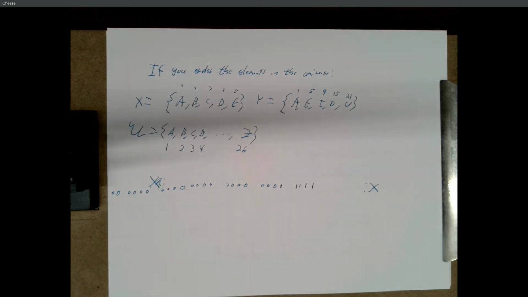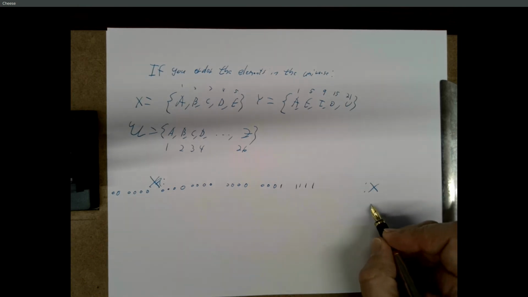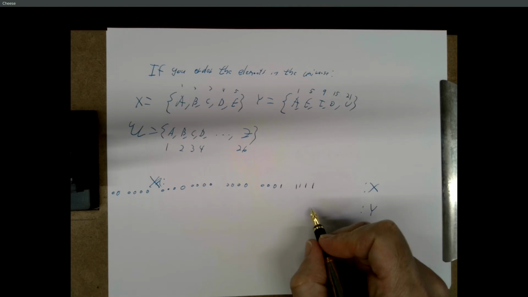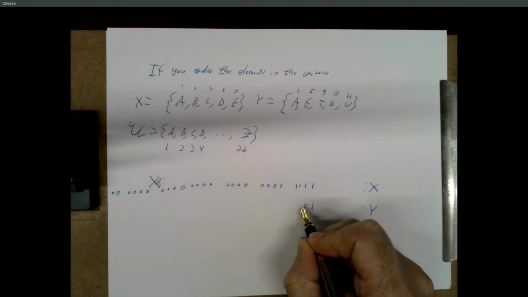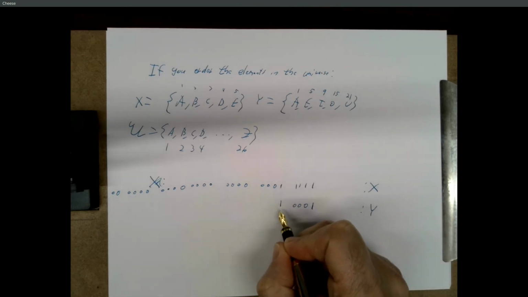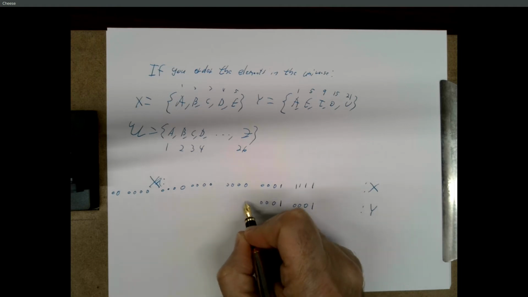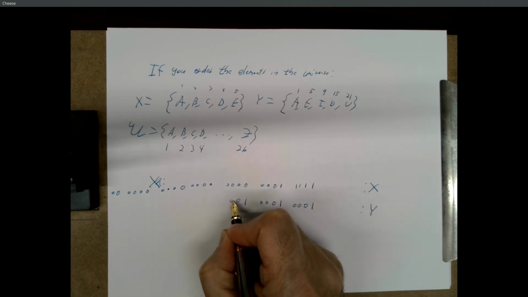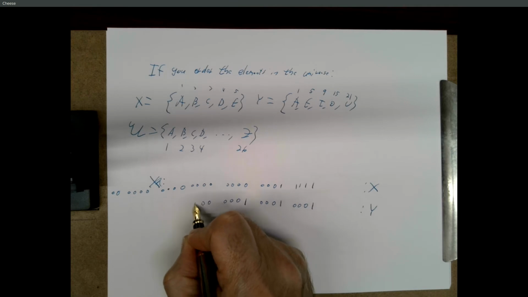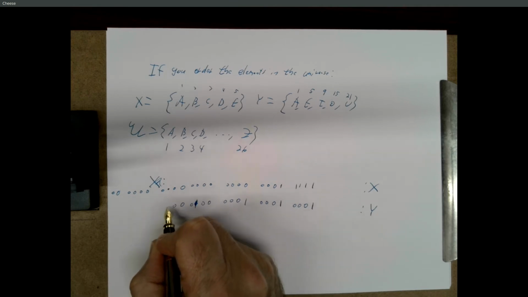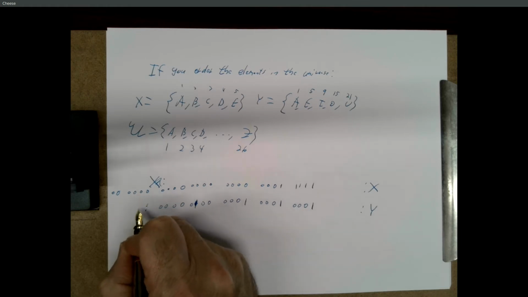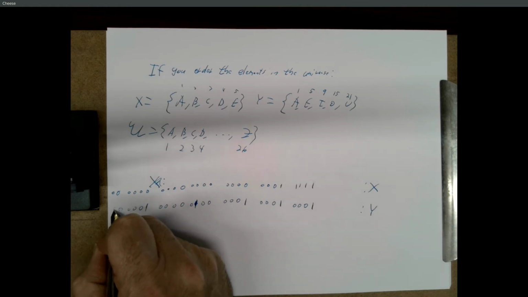So it's from right to left. I'm just doing it from right to left, just for fun. You can do it either way you want. So my set Y would be the following. It would have an A, no B, C, D. It would have an E, F, G, H. It would have an I, J, K, L, M, N, O, P, Q, R, S, T, U, V, W, X, Y, Z.